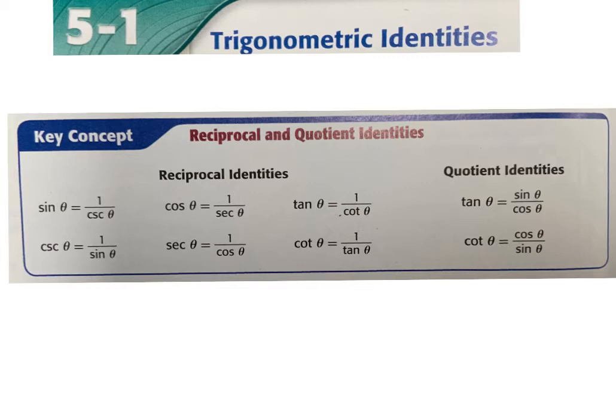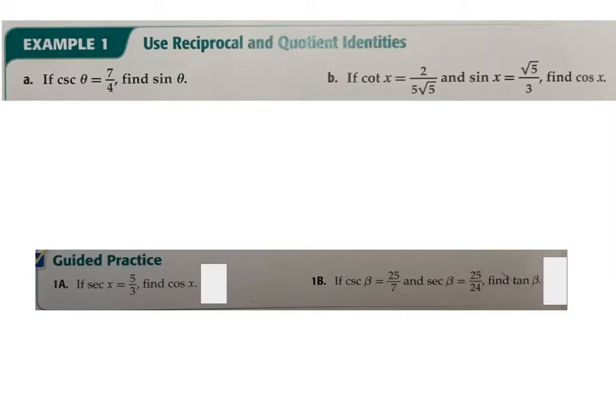Look at the first example. Use reciprocal and quotient identities. In example 1, it says if the cosecant is 7/4, find the sine. This is rather simple. We know that the cosecant is the reciprocal of the sine. So if we have the cosecant and want to find the sine, we just flip it over. So the sine is going to be 4/7. Very easy. All right.